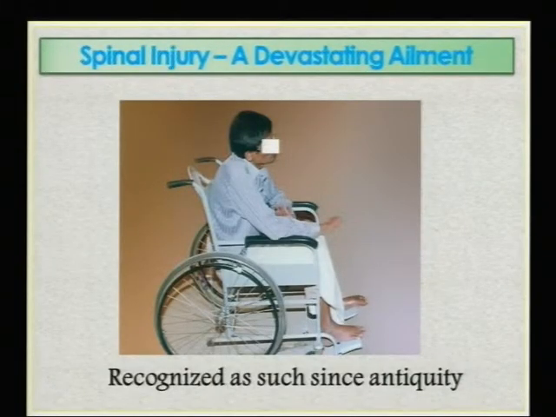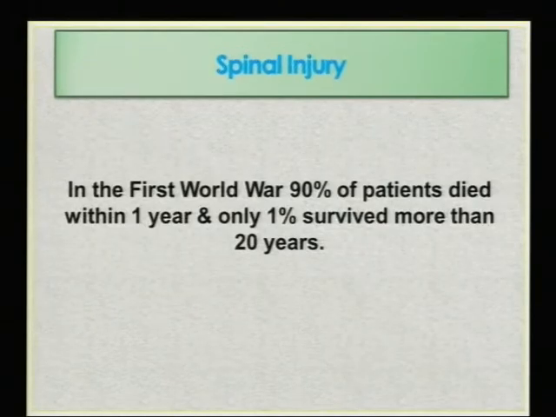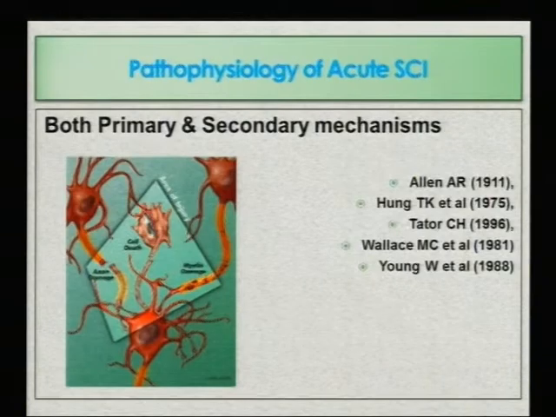We know that spinal cord injury is perhaps the most devastating ailment that can afflict mankind. And we know that it was initially described as an ailment not to be treated, and most spinal cord injured would succumb not directly due to the injury, but also due to the complications associated with it. And it was only during the Second World War that things got changed, but before that, in the First World War, 90% of the patients died within 1 year, and only 1% survived more than 20 years. And during the Second World War, these two gentlemen revolutionized spinal cord injury management and showed that if properly managed, they can lead a near normal lifestyle, even if from a wheelchair.